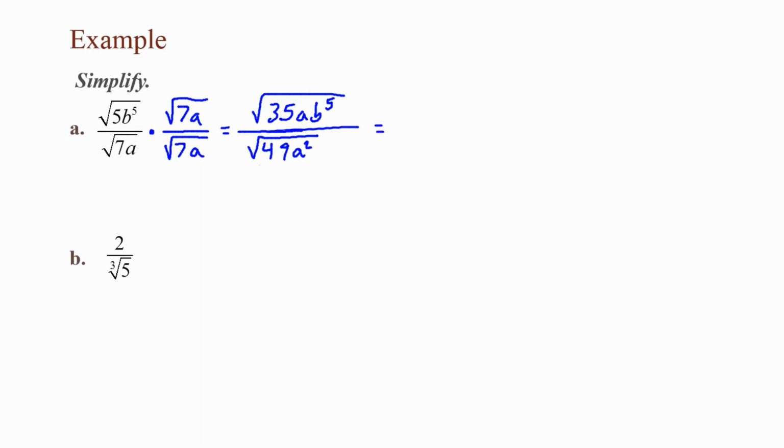Simplifying what I can, I can't take the square root of 35. I can't take the square root of a. But I can take the square root of part of b to the 5th. I can write b to the 5th as b to the 4th times b to the 1st. The square root of b to the 4th is b squared, and then I have a b under my root. And that's divided by 7a. So my final answer is b squared times the square root of 35ab divided by 7a.